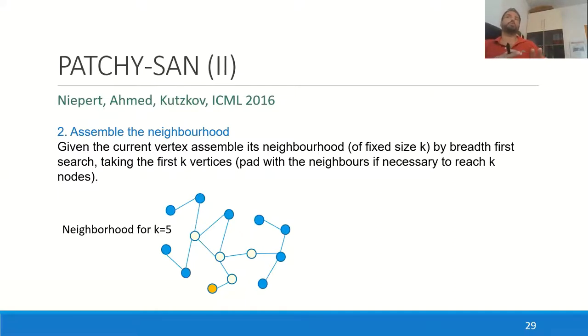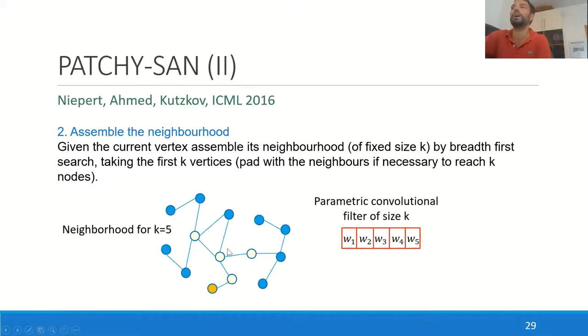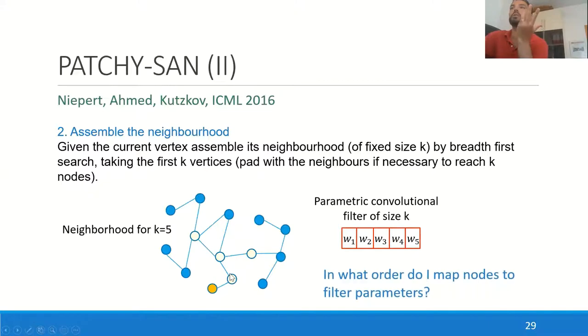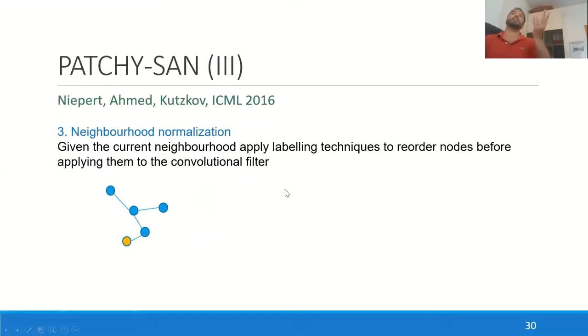point you have to compute the convolution. So at some point you are going to be centering on this yellow pixel, and you have to position your filter W1 to W5 centered on this node here. Now, the question is, in what order do I map nodes to filter parameters? This is a neighborhood normalization problem because you want to be mapping nodes to the specific Ws, W1 to W5, in a coherent way across multiple neighborhoods. That is called the neighborhood normalization problem.